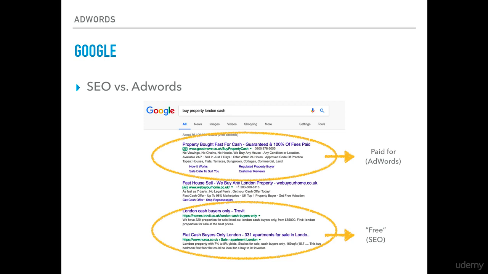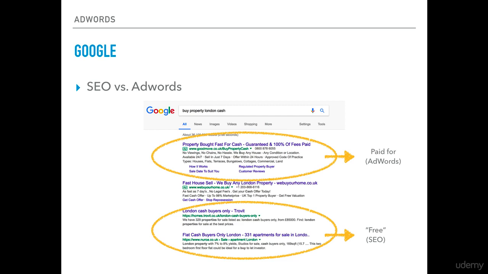We have here some Google results for buy property London cash. This might be something that somebody comes to Google and searches for if they are looking to buy a cash buyer property. Now at the top we have property bought fast, for cash, guaranteed, and 100% of fees paid. Can you see just below the main title there is a small green square and it says ad. This is paid for. This is what we call AdWords, Google AdWords. Google AdWords is just the name for Google's advertising platform.